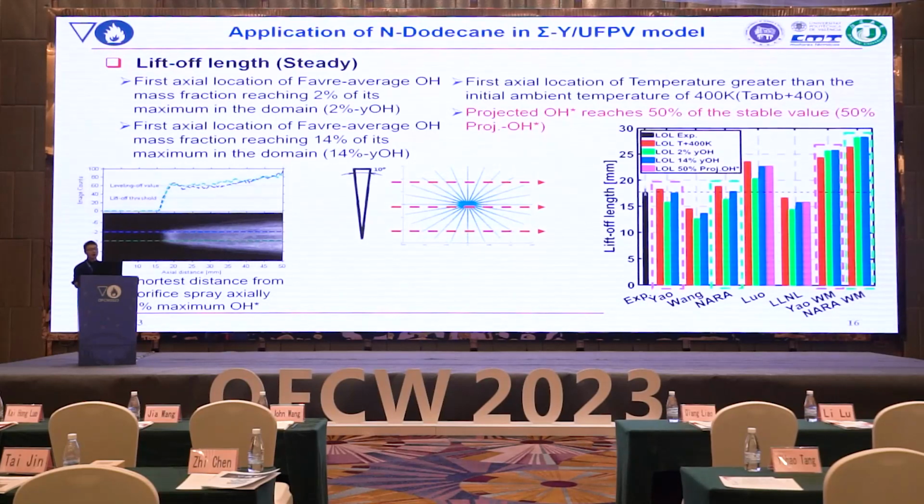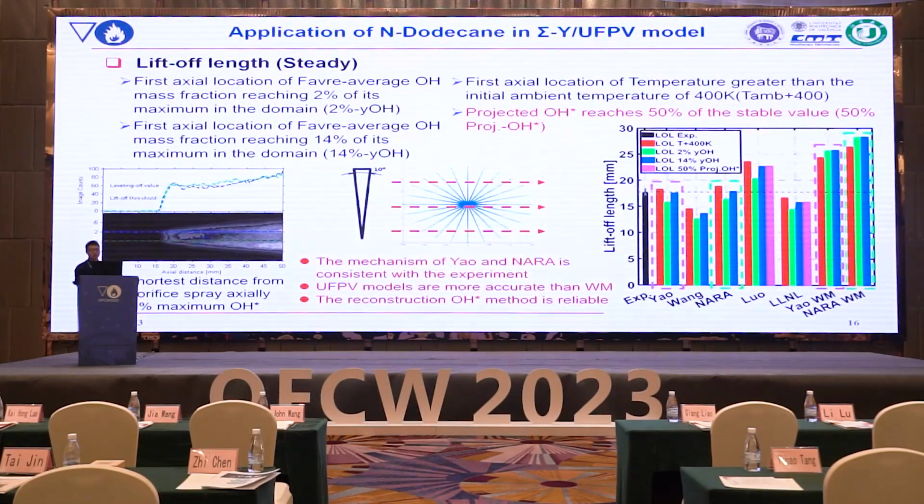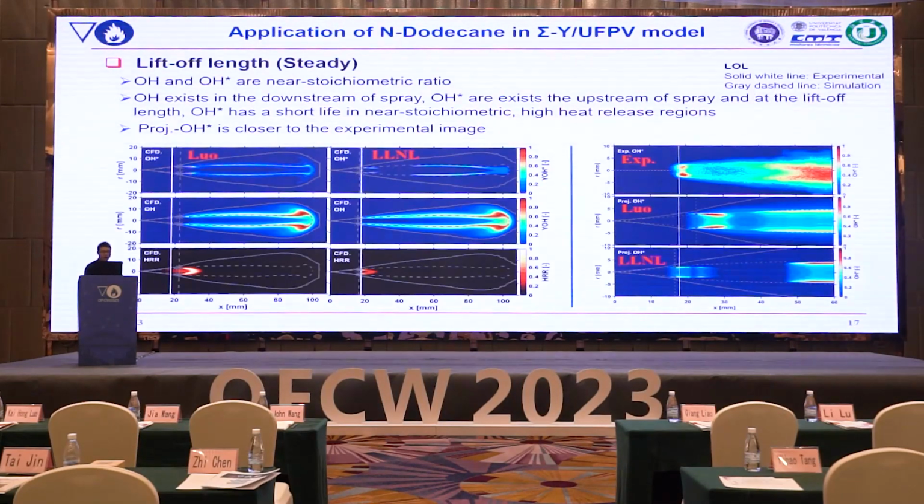We can check that the mechanisms of Yaw and Nara are consistent with the experiment, and the UFPV models are more accurate than well mixed. It means that it's better than the converged SAT model. And this reconstruction of the OH star is reliable. And this is the contour profile of the lift-off, the steady one.